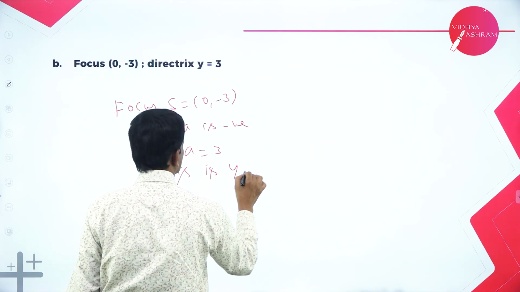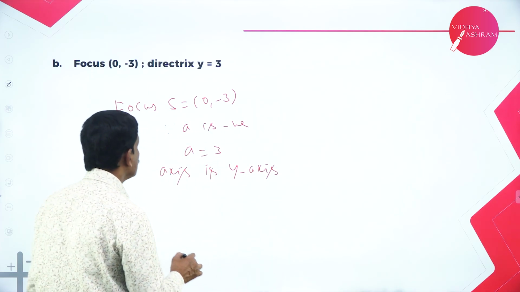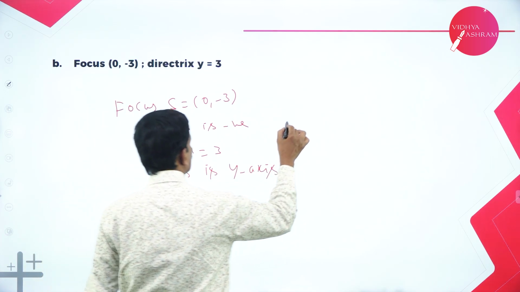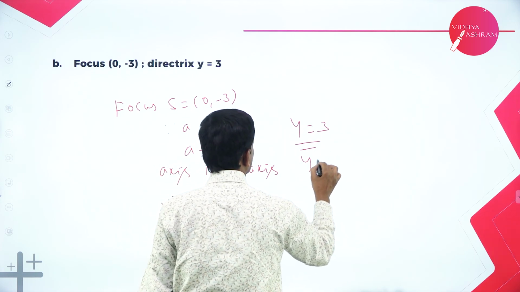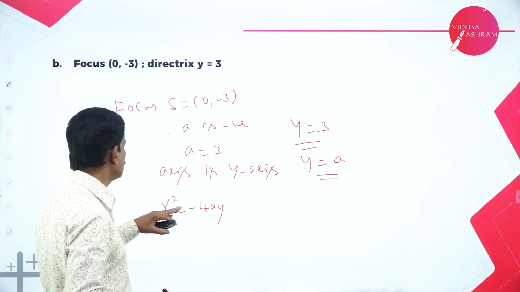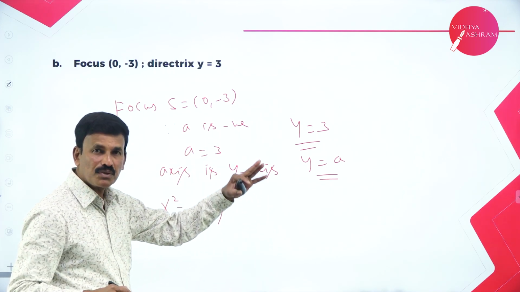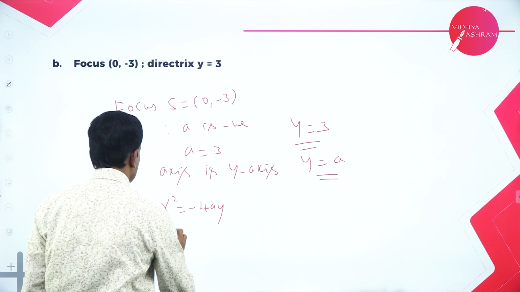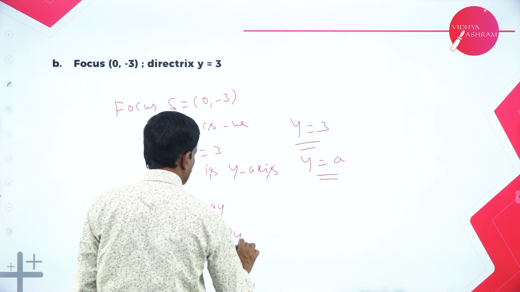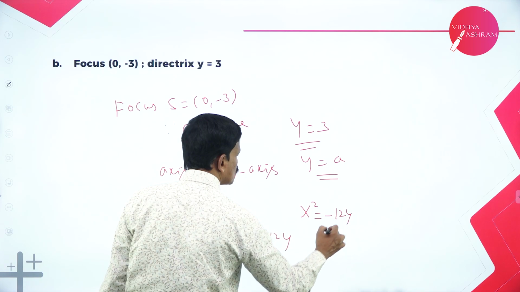therefore the axis of the parabola is the y-axis. So hence the required equation is x square is equal to minus 4ay, because given the directrix y is equal to 3, y is equal to a. The axis of the parabola is the y-axis. For a parabola opening downwards, x square is equal to minus 4ay. X square is equal to minus 4 into a, which is 3, into y. That's equal to minus 12y.